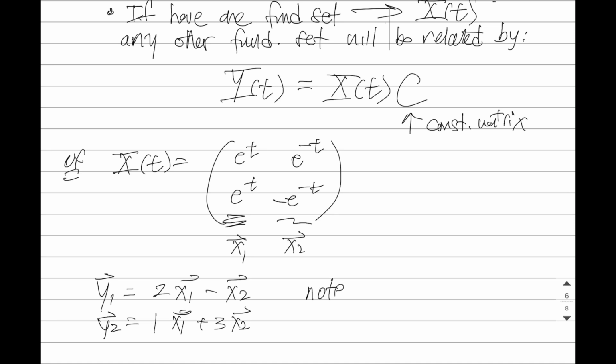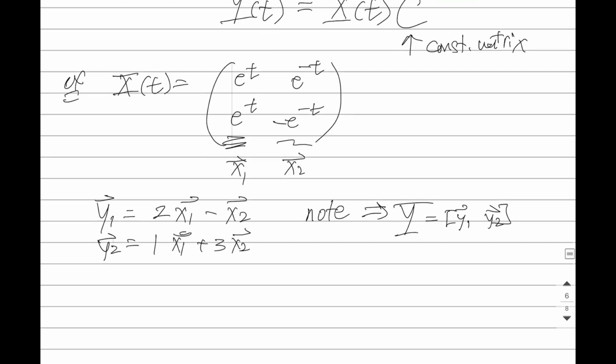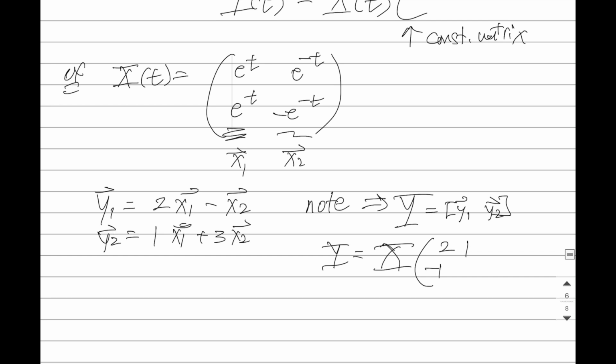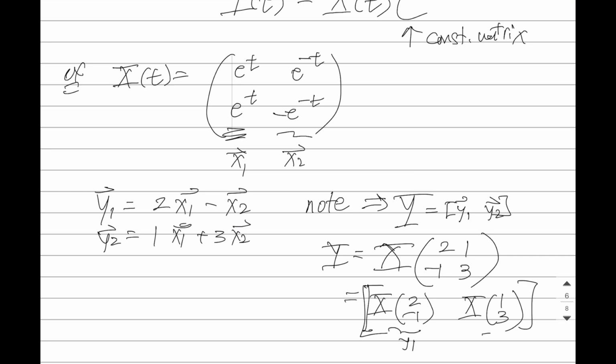Note that you can kind of reverse engineer this, and you'll be able to find that this fundamental matrix Y, which is going to be y1 and y2 as the columns, you're going to be able to write this as X times the matrix 2, 1, -1, 3. By definition of matrix multiplication, this would simply be the matrix X times 2, -1. That would be the first column. The second column would just be X times 1 and 3. And that is, in fact, y1 and y2.